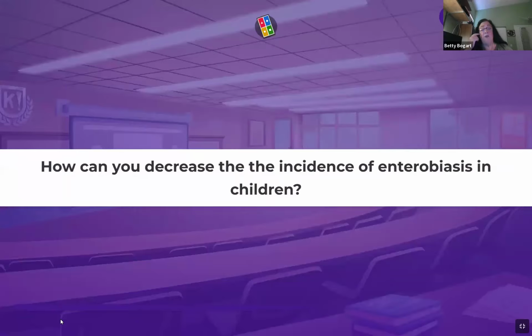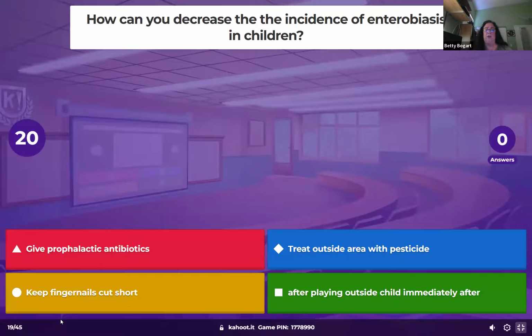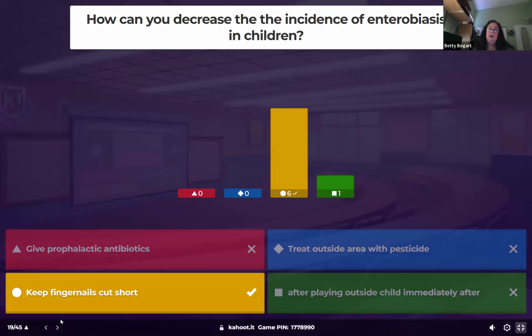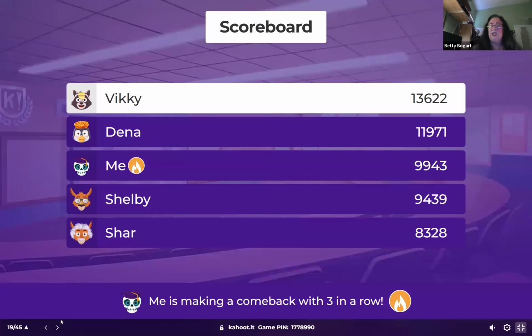How can you decrease the incidence of enterobiasis in children? What's enterobiasis? It's pinworm. How do you get pinworms, roundworms? The whole thing is just keep their fingernails short because everything goes in their mouth. And if they're outside playing in the dirt and whatnot, there are eggs out there. They go underneath the nails, they put it in their mouth, and they go inside and they hatch. And it's intense perianal itching.